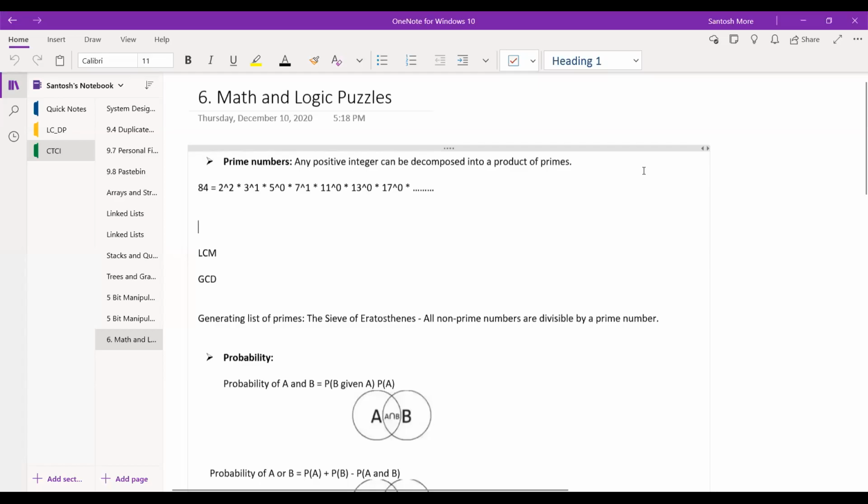Okay. So to start with, I hope you are able to see my screen, right? The note, yeah, the note.